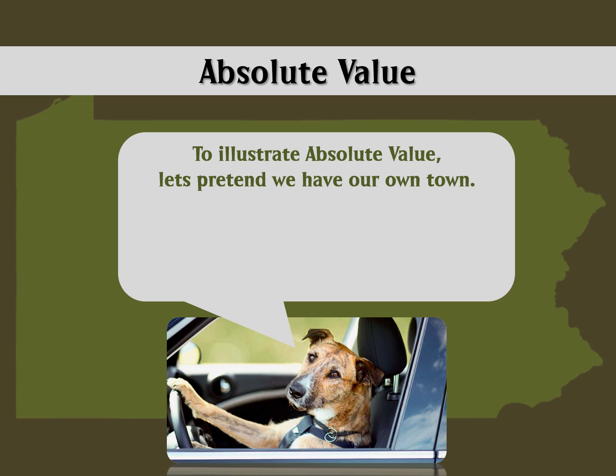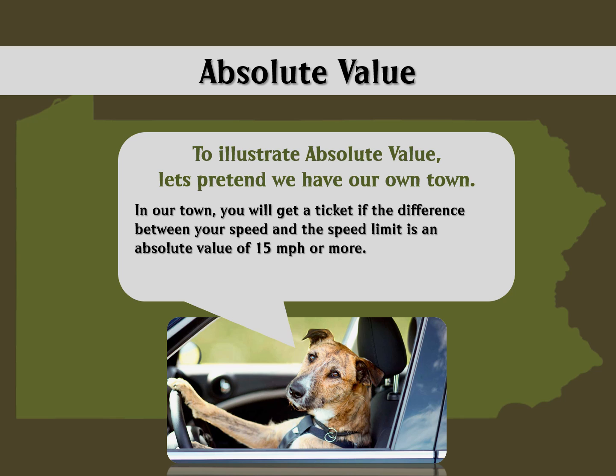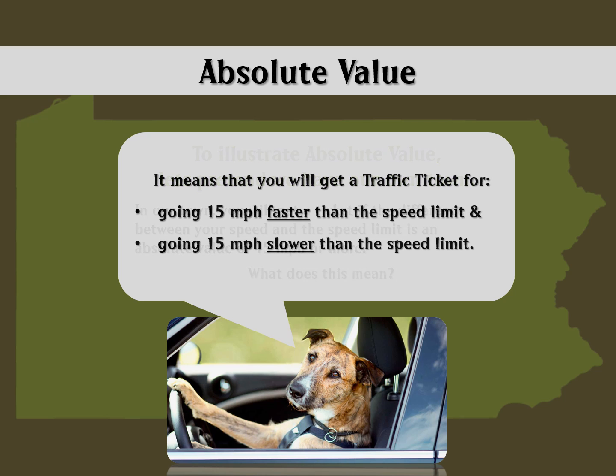To illustrate absolute value, let's pretend we have our own town. In our town, you will get a ticket if the difference between your speed and the speed limit is an absolute value of 15 miles per hour or more. What does this mean? It means that you will get a traffic ticket for going 15 miles per hour faster than the speed limit and going 15 miles per hour slower than the speed limit.